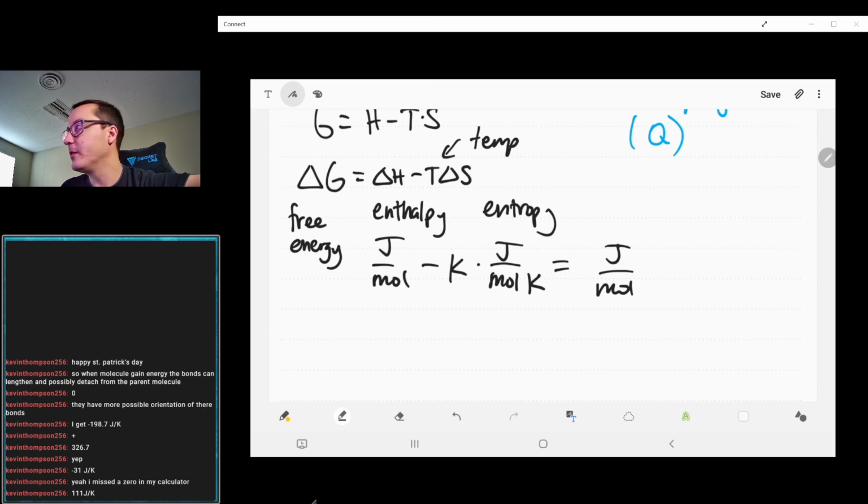So not very exciting. Or you can just look at the units of delta H. You don't even need to worry about this Kelvin stuff. So you'll see that it will follow those units. You can use kilojoules per mole, of course, as well. Doesn't really matter. You can use either one here.